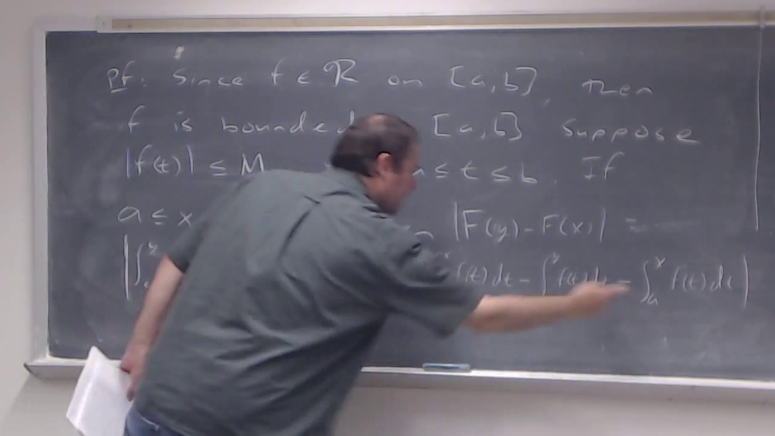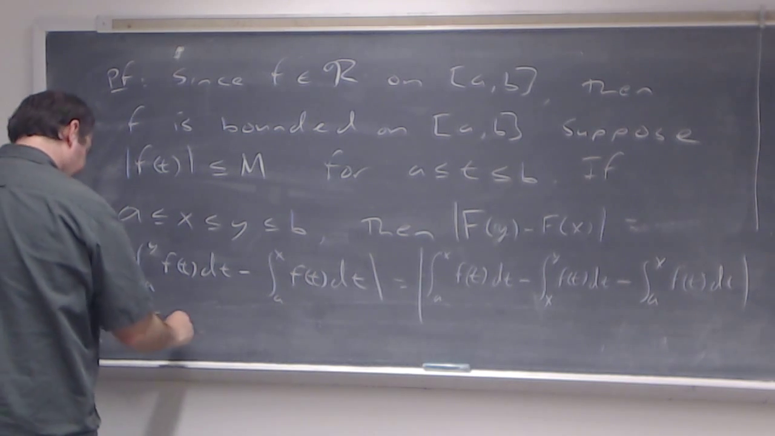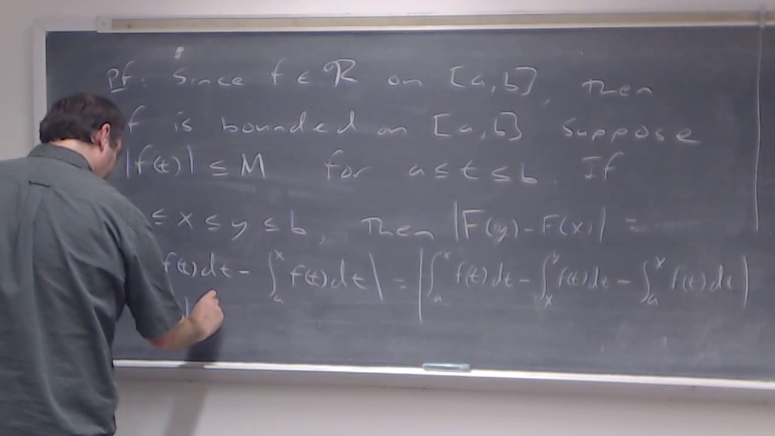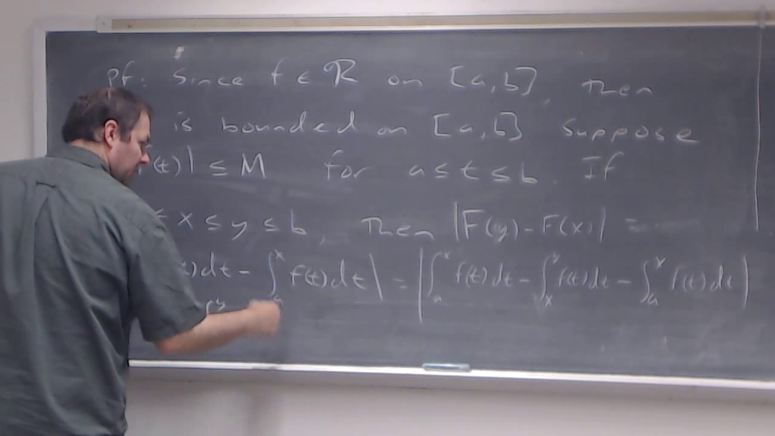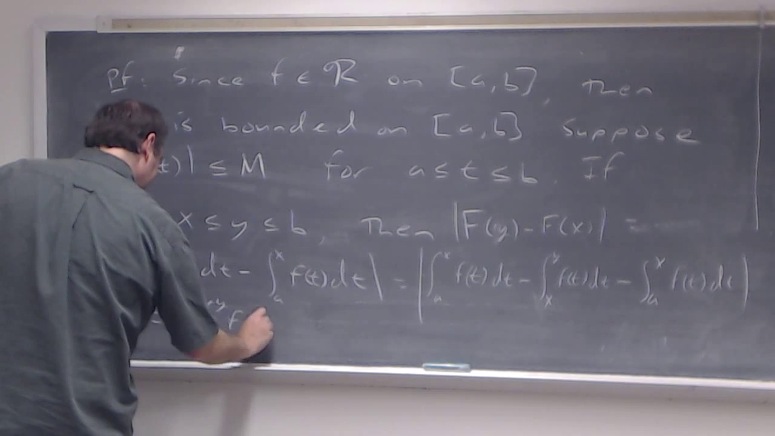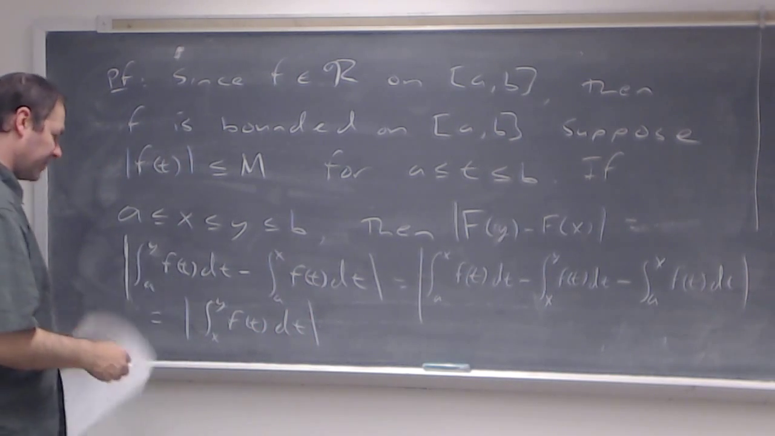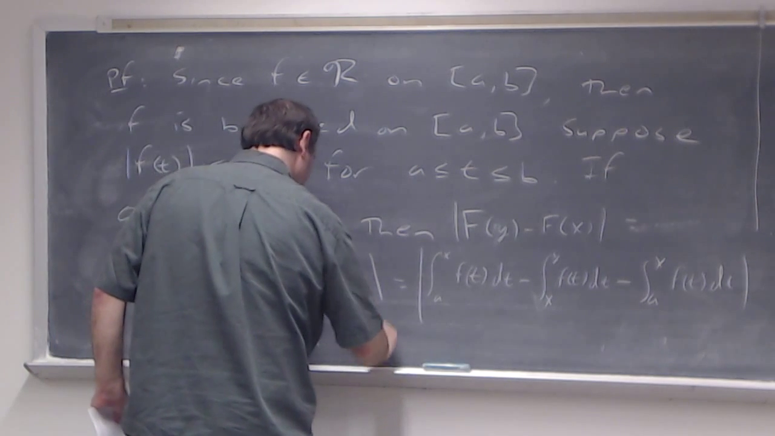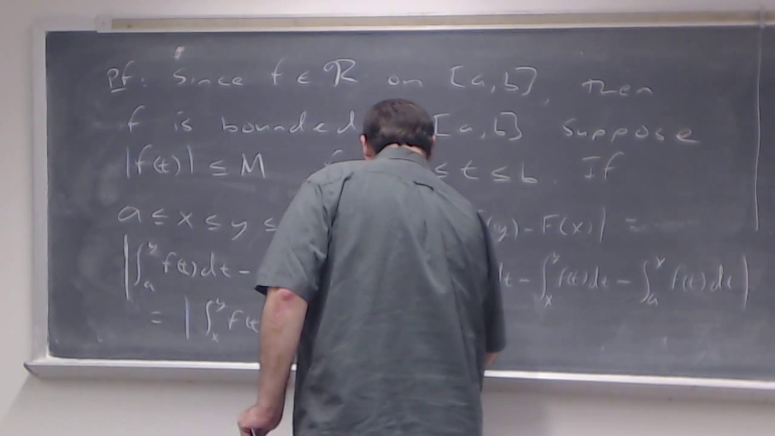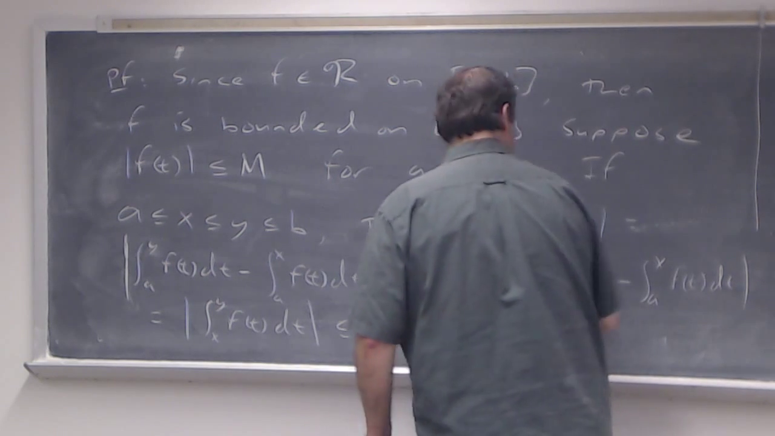Of course, these two integrals from a to x cancel with each other, and so this is equal to the absolute value of the integral from x to y of f of t dt. Now, this is less than or equal to M times y minus x. That's a true fact.